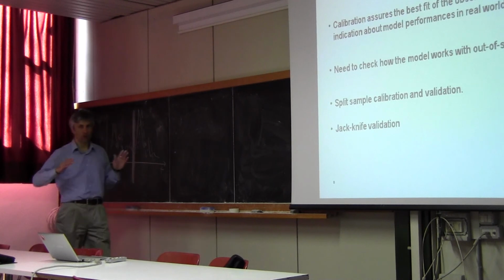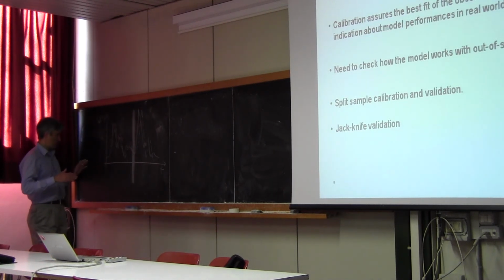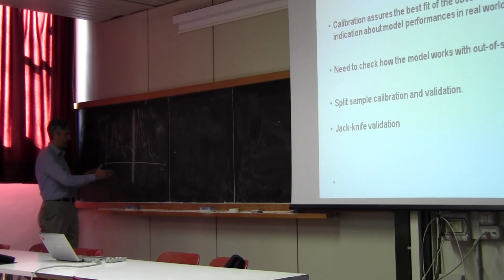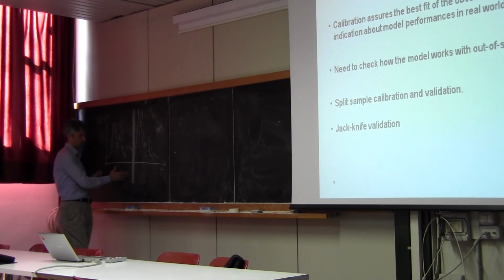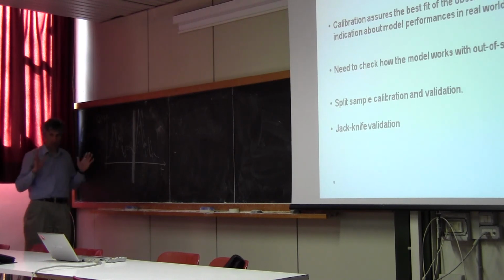The idea is the following. Let's refer once again to split sample validation. We decided to keep the first part of the hydrograph for calibration and the second part for validation. And then at the end we recalibrate everything, okay? There would be a second solution, to use the second part of the hydrograph for calibration and the first part for validation. So, in general, we could use this procedure.